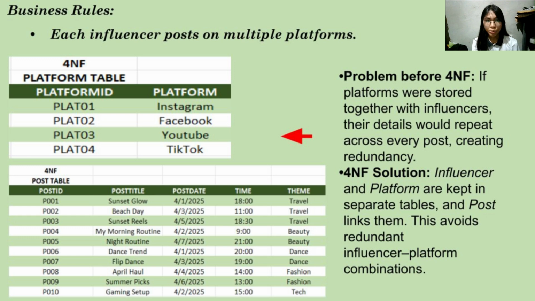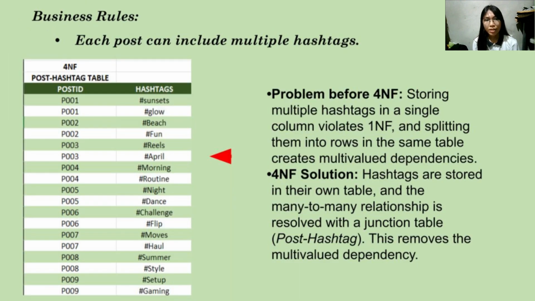Business rule number 2: each post can include multiple hashtags. Problem before 4NF: storing multiple hashtags in a single column violates 1NF, and splitting them into rows in the same table creates multi-valued dependencies. 4NF solution: hashtags are stored in their own table, and the many-to-many relationship is resolved with a junction table, post hashtag. This removes the multi-valued dependency.